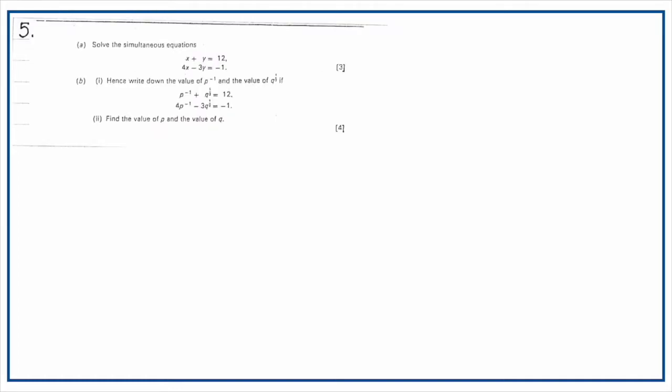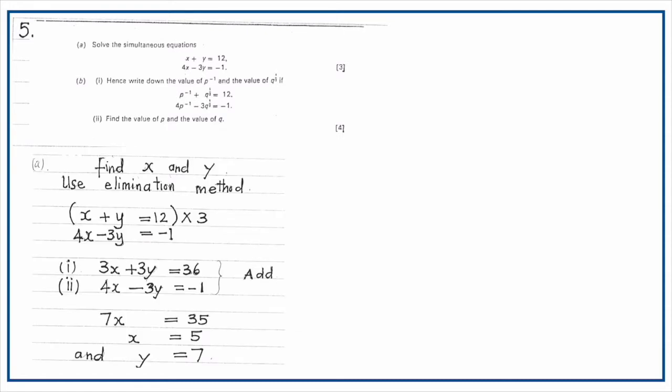Question 5a, solve the simultaneous equations x plus y equals 12, 4x minus 3y equals minus 1. So here we use the elimination method, to eliminate one of the terms either in x or y. Here I'm going to eliminate the term in y. So we multiply x plus y equals 12 by 3, which gives us 3x plus 3y equals 36, and 4x minus 3y equals minus 1. The terms in y are now the same with opposite signs, so we add to eliminate the term in y.